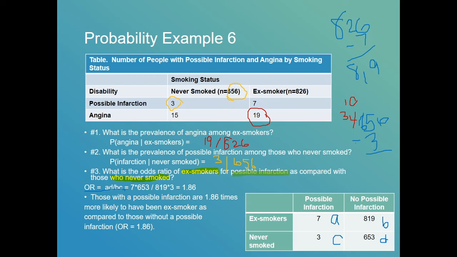What the odds ratio is telling us, a 1.86 odds ratio, just means that those with a possible infarction are 1.86 times more likely to have been an ex-smoker compared to those without having a possible infarction. That's how you would write this statement up professionally.